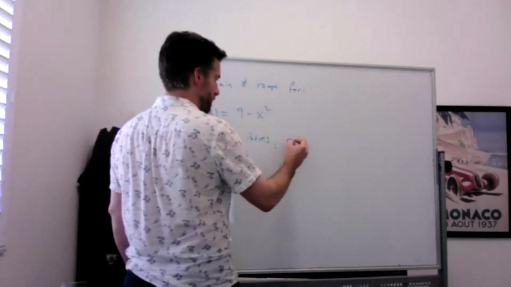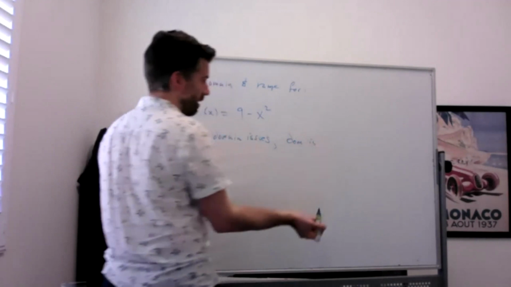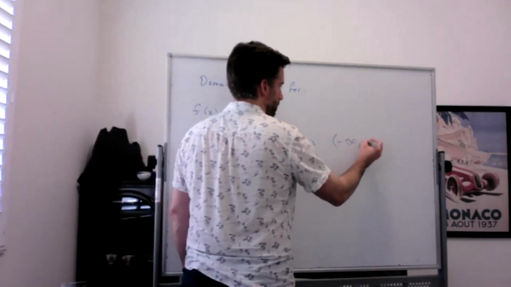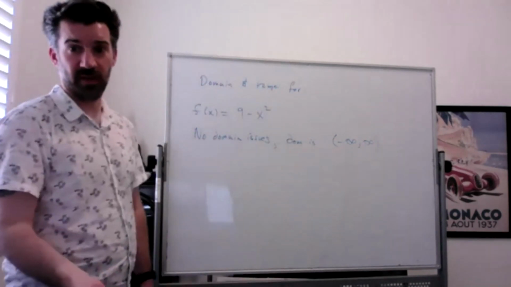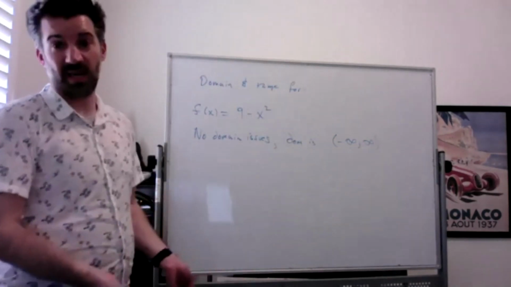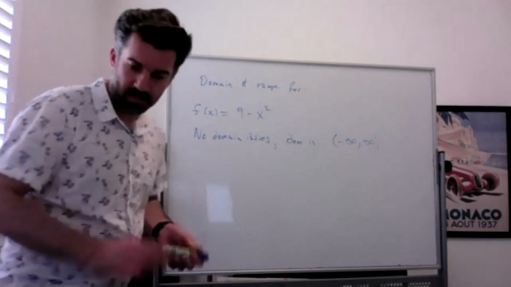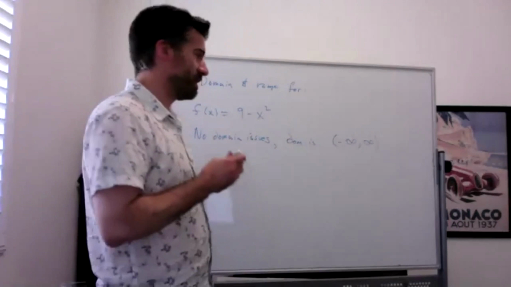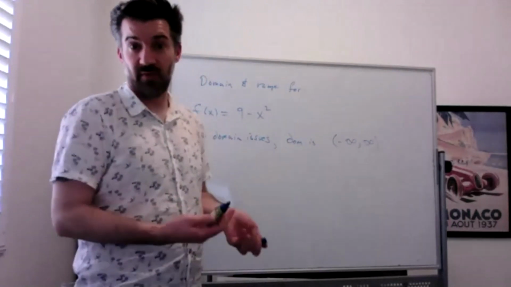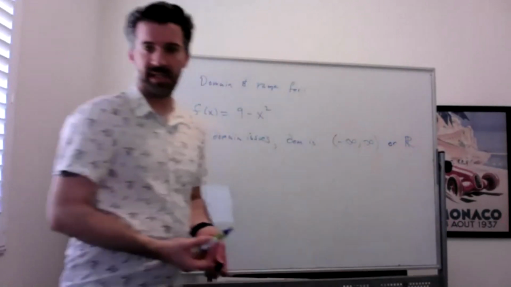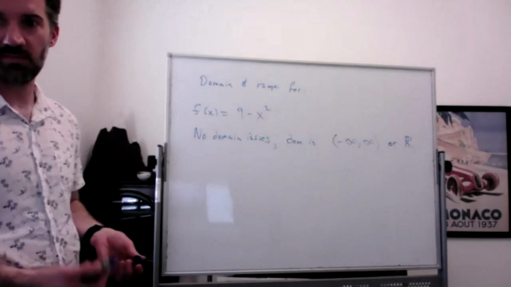So the domain is, you can either write the set from negative infinity to infinity. Infinities always get parentheses because they're not real numbers. Or specifically when your domain is everything, when it's all the real numbers, some people like to write this fancy R with 2 vertical lines. Either way.